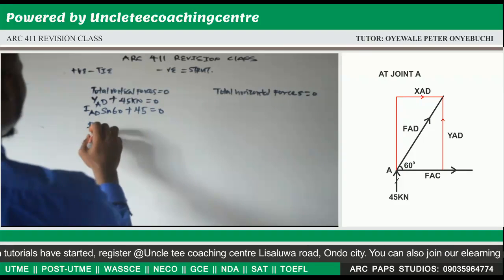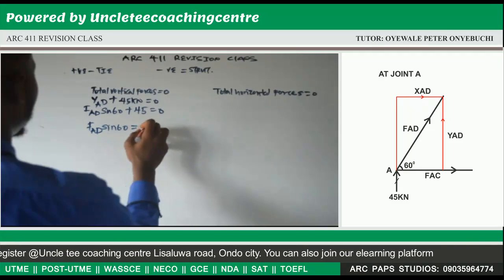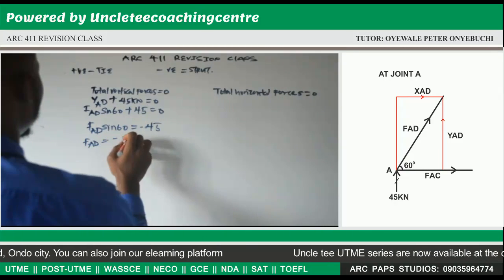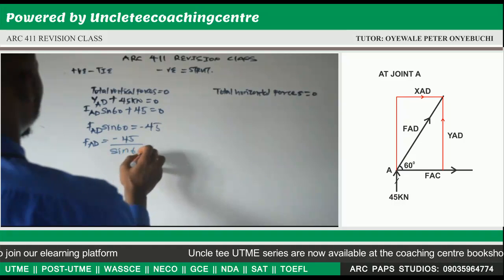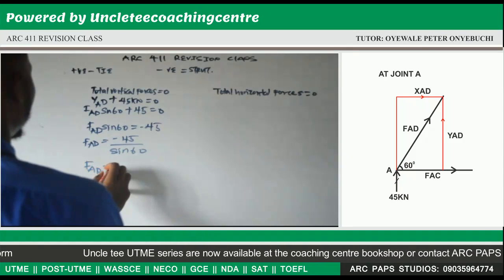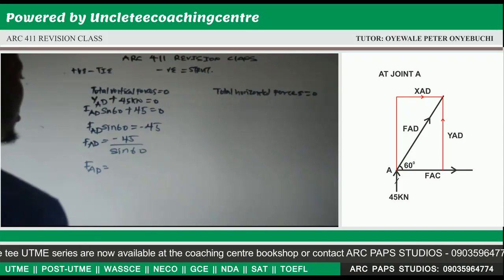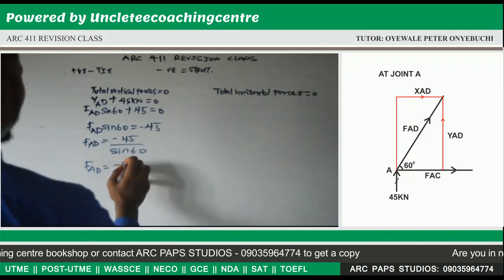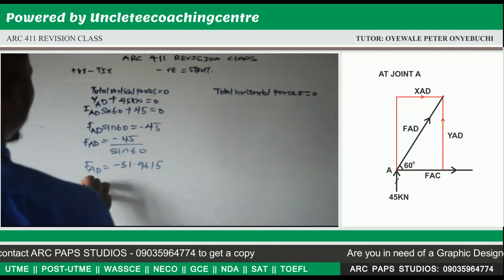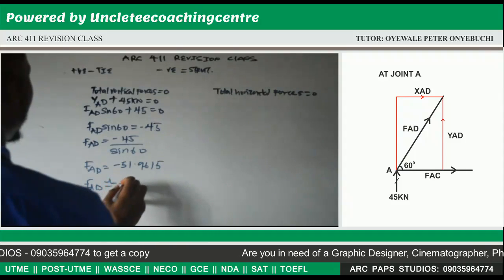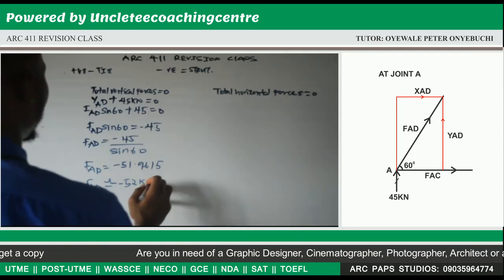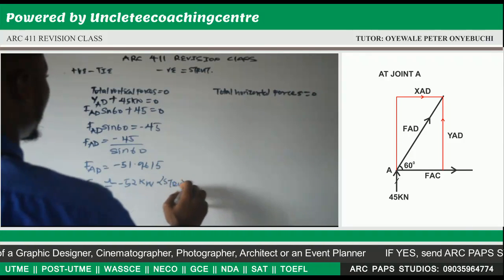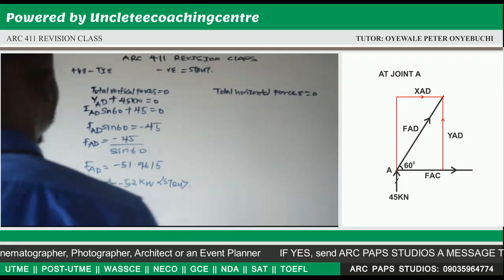Now this FAD sine 60 is equal to minus 45. It means our FAD will be equal to minus 45 divided by sine 60. Sine 60 is 0.8660. Now minus 45 divided by that, using your calculator, you get minus 51.9615, which is approximately minus 52 kilonewton. Now it has a negative value. It will give us what? It is a strut.